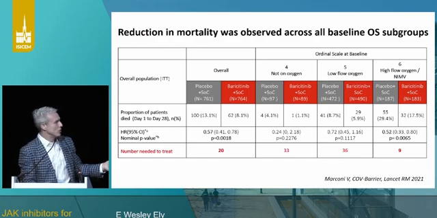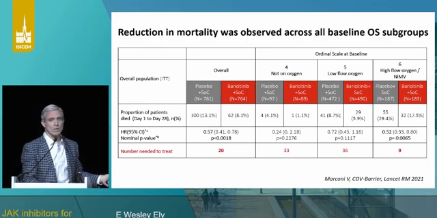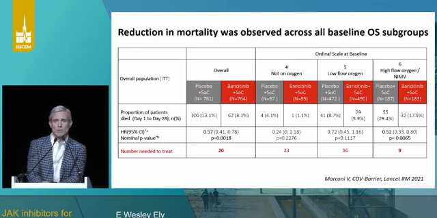I show this just so you can look at number needed to treat. The overall number needed to treat in this study to save a life was 20. So 1 out of every 20 people treated with baricitinib, a life was saved. And that number drops into the single digits for the OS6. Those are people on a BiPAP mask or high flow.